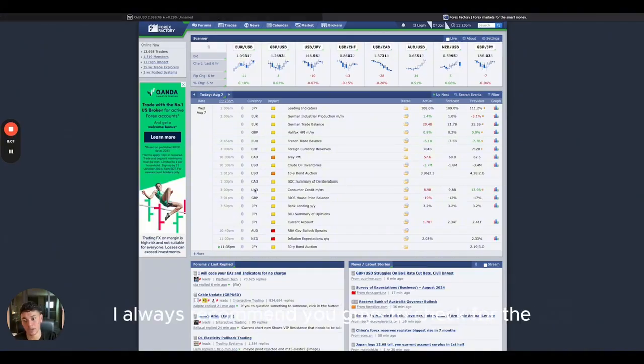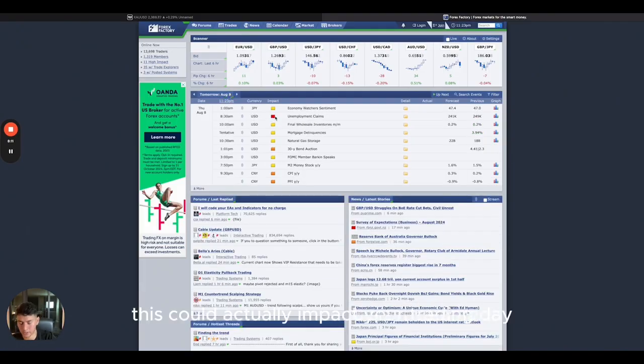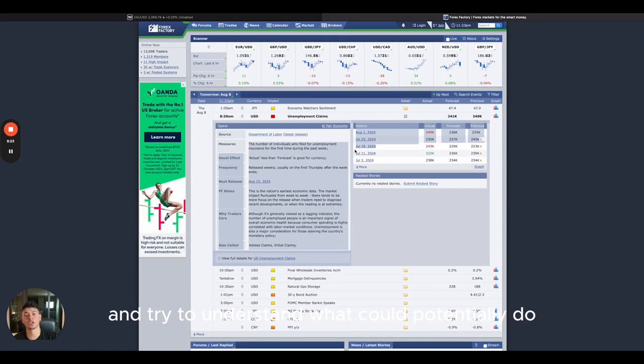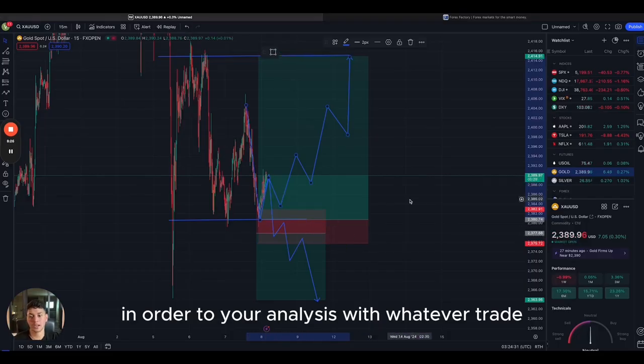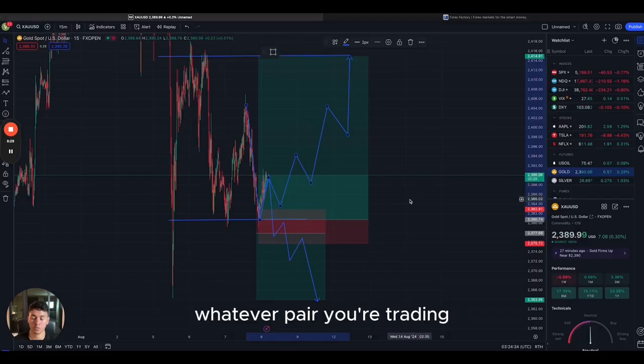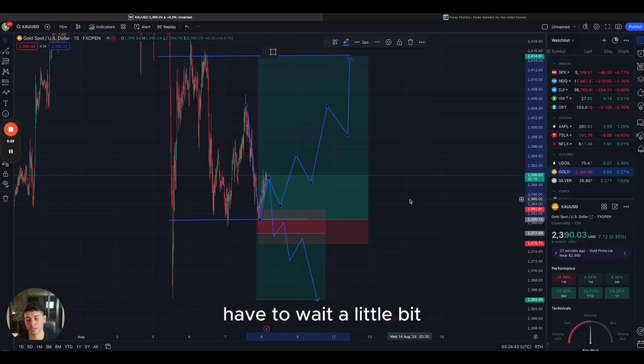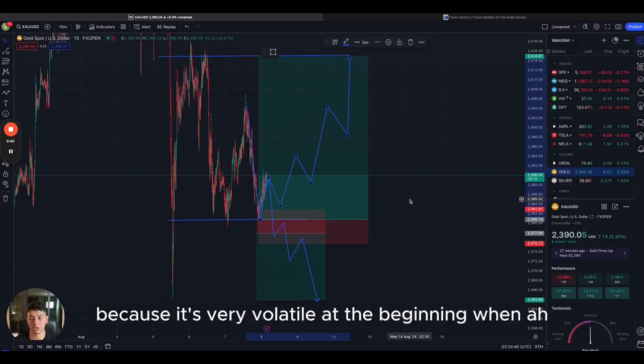I always recommend you check the news right before you start trading, because it could impact your trading day and your trading plan. Always look for these red folders, read them and try to understand what they could do to your analysis on whatever pair you're trading. Always look out for news, guys. This is very important. And the last thing is you have to wait a little bit after the market opens, because it's very volatile at the beginning.